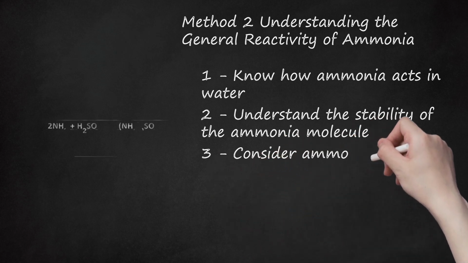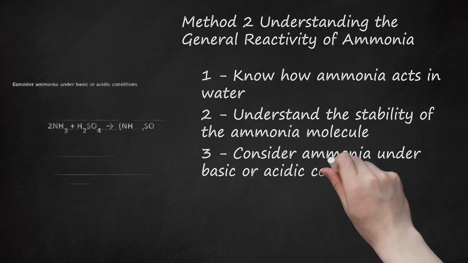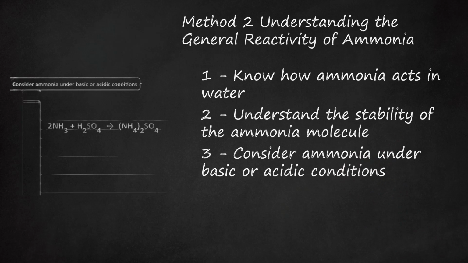3. Consider ammonia under basic or acidic conditions. Ammonia readily reacts with acids to form salts. This includes strong acids, weak acids, and Lewis acids, proton donors. Because of its ability to react with acids, ammonia does not allow strongly acidic solutions. It does, however, dissolve some bases to create strongly basic solutions.